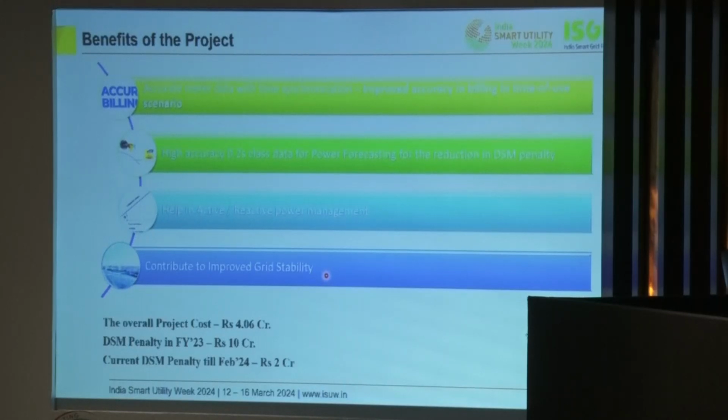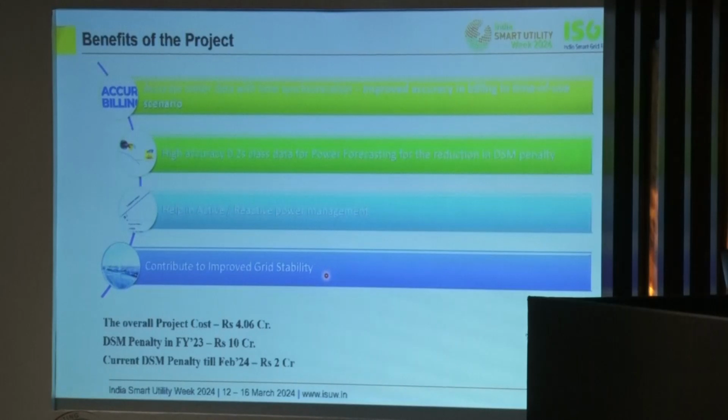To mention here, while utilizing this data, we are developing auto logics in our RTU systems to switch off and switch on our cap banks, so that we will be able to mitigate our reactive power penalties, which is the next big thing after DSM penalty in a utility context. And it also contributes to improved grid stability.